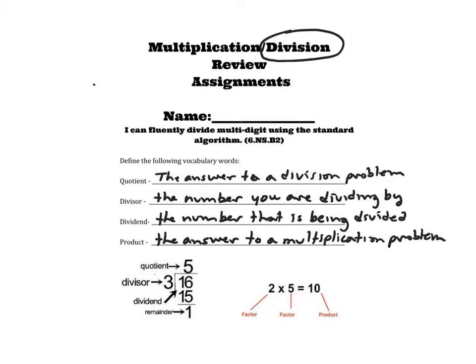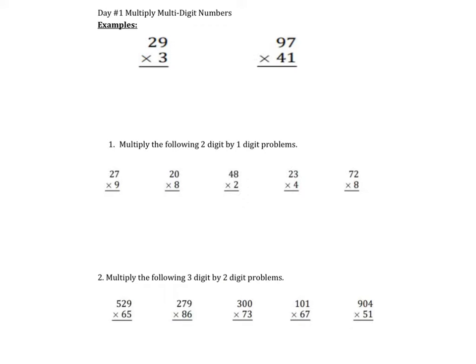All right, so moving ahead, we'll just do a couple of these multiplications and then we'll move on to division right away. So 29 times 3. We have a factor times another factor, which will give us a product. So 9 times 3 is 27. Carry the 2. 3 times 2 is 6, plus 2 more is 8. So the product is 87.